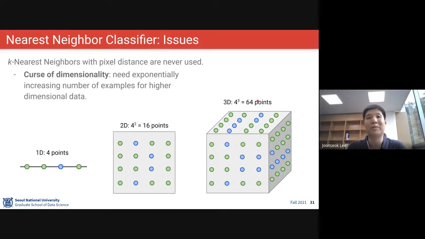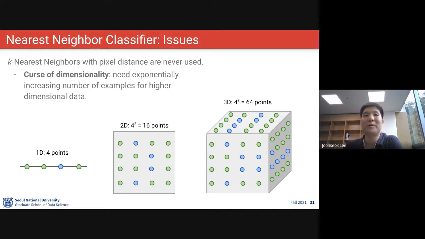At least we need 64 data points here, which means that if we have d-dimensional input vectors, then we need an exponentially increasing 4 to the d data points to keep the average or the closest distance between two data points. So this is the curse of dimensionality. When we have a high dimensional input vector, we need an exponentially increasing number of data examples.